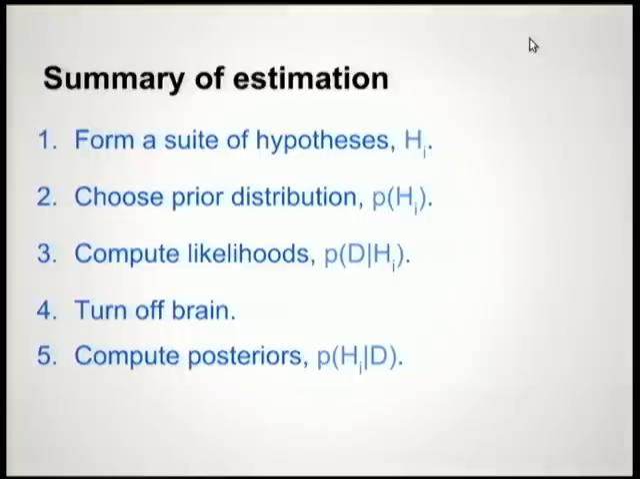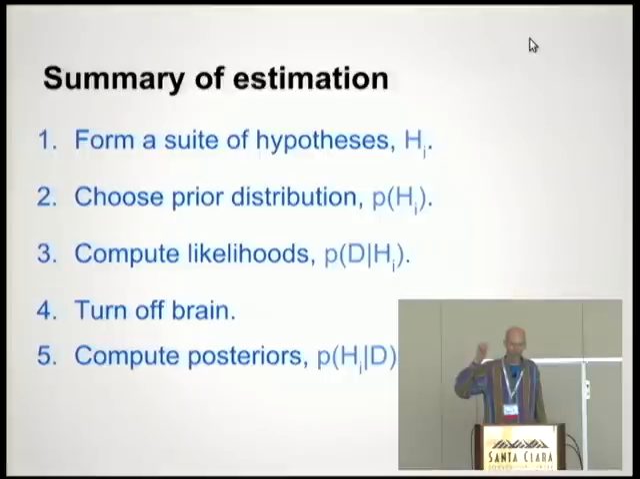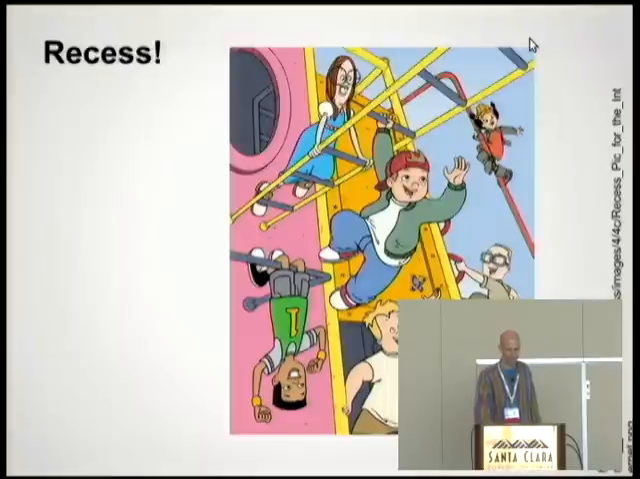Let me summarize where we are so far. In general, when you're doing this kind of estimation, you form a suite of hypotheses. I've written them H sub i, so there are a whole bunch of them. You choose some prior distribution where you give prior probability to each of your hypotheses. You compute the likelihoods, and then you turn off your brain. The good Reverend Bayes comes to your house, does all the work. He computes the posteriors for you. And that's what this framework looks like.